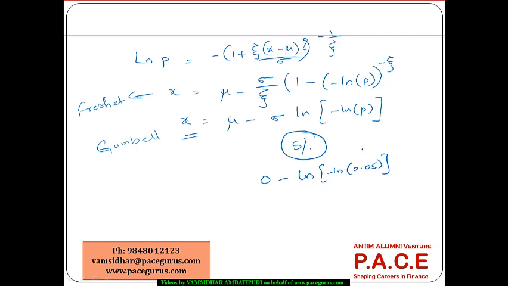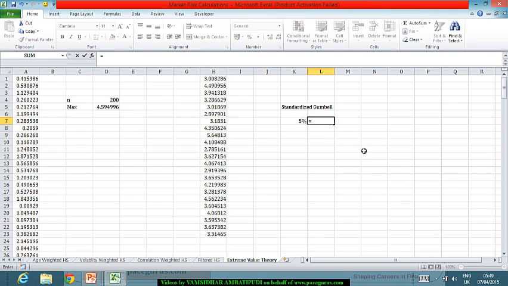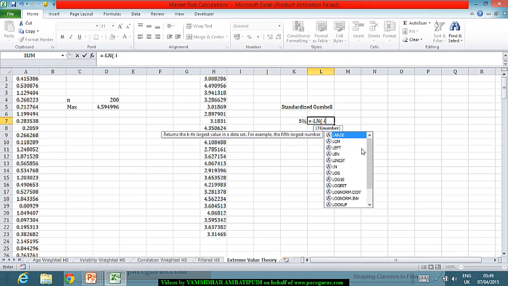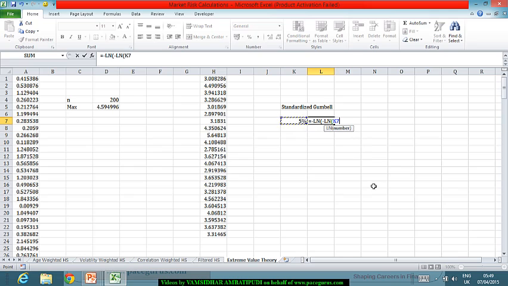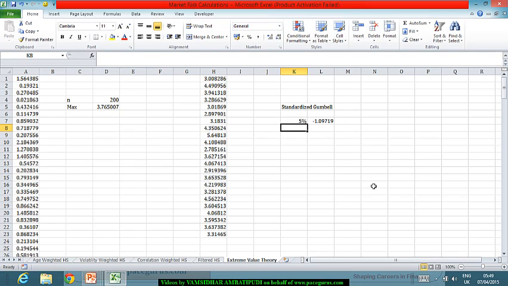It is minus log minus log p, so it gives me somewhere around minus 1.09. This is only for the extremes; believe me, this is not for the original data. I have to understand this: whatever comes out is only the distribution associated with the extreme values. Similarly, if I look at the 95% quantile for a standardized Gumbel, it comes out to somewhere around 2.97.